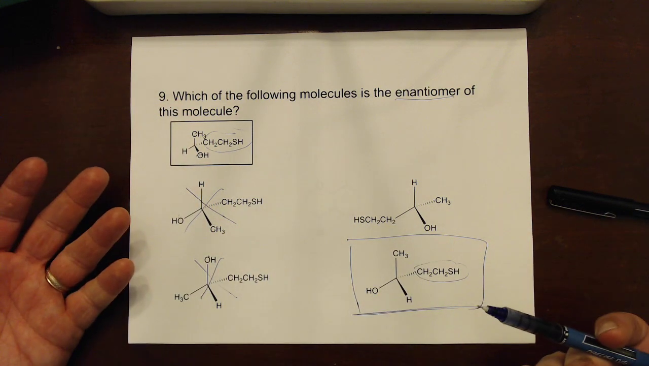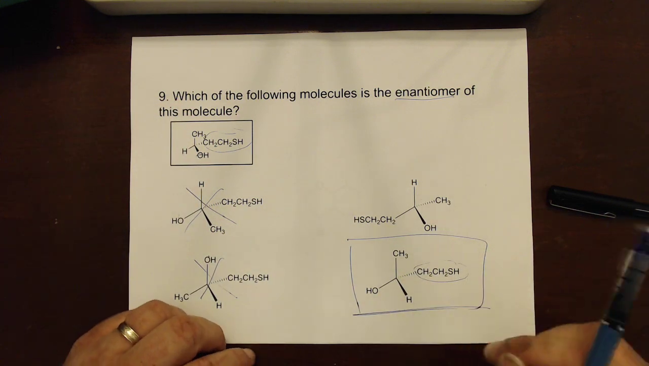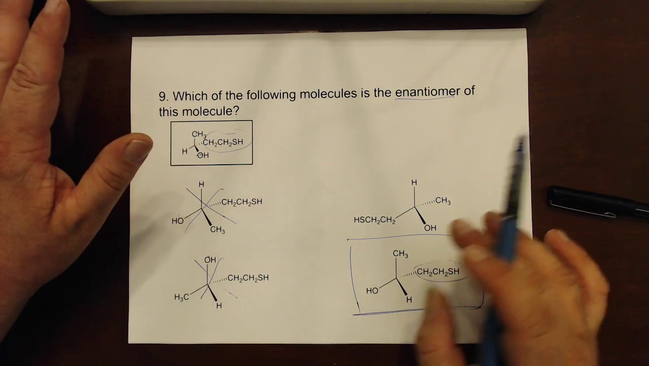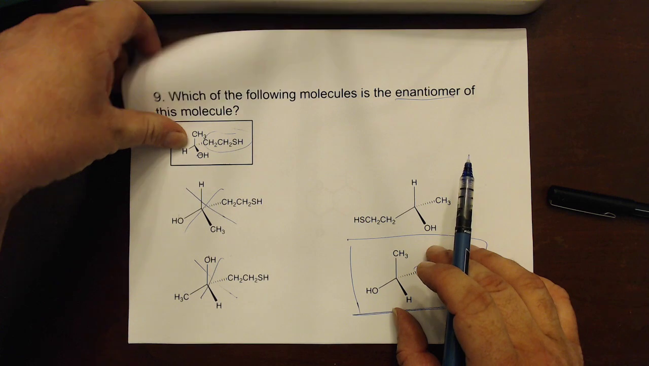Notice how we solved this problem. We didn't even have to look at that one if we knew that it would be this one. So we just need to take a look at this. We didn't have to figure out R and S. We just need to do the which bonds are flipped.